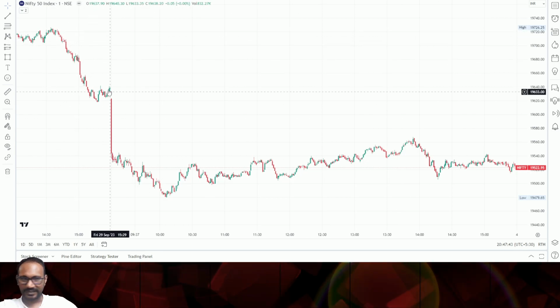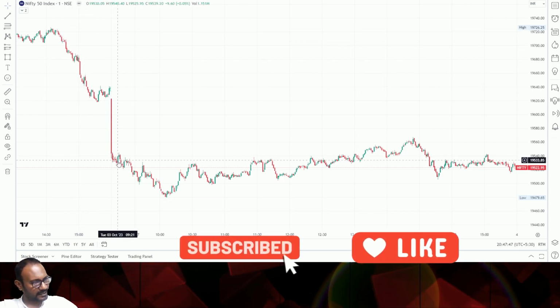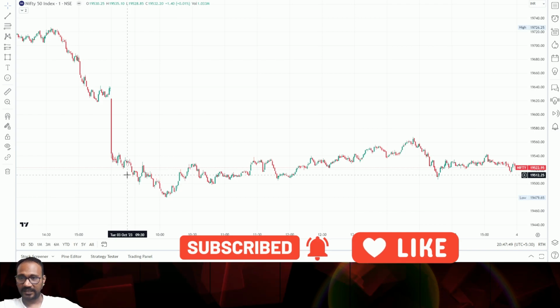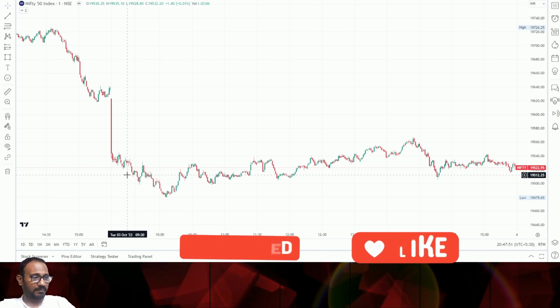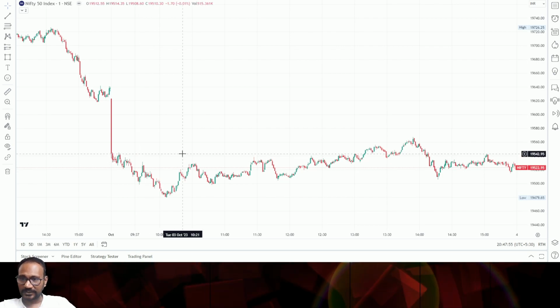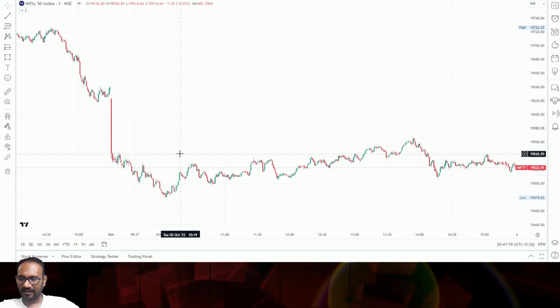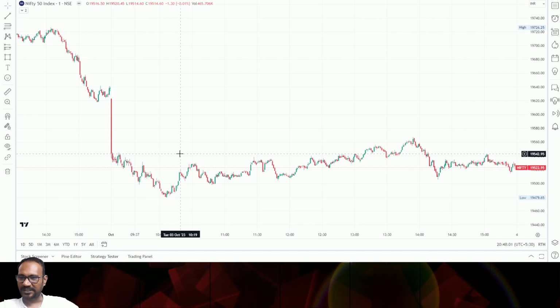It looks like a downtrend, right? Like a massive downtrend. Then there is a recovery, and then again another fall. It looks like the market is heading south. But how do we confirm? Can we just blindly get into put sides and then expect the market to fall further? What can we do with this information?